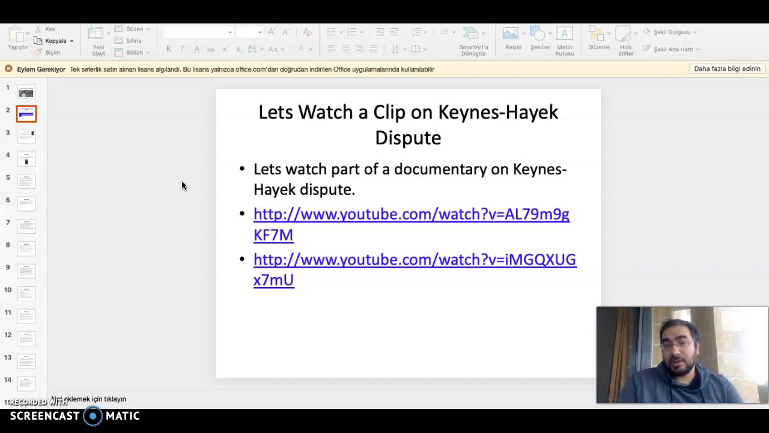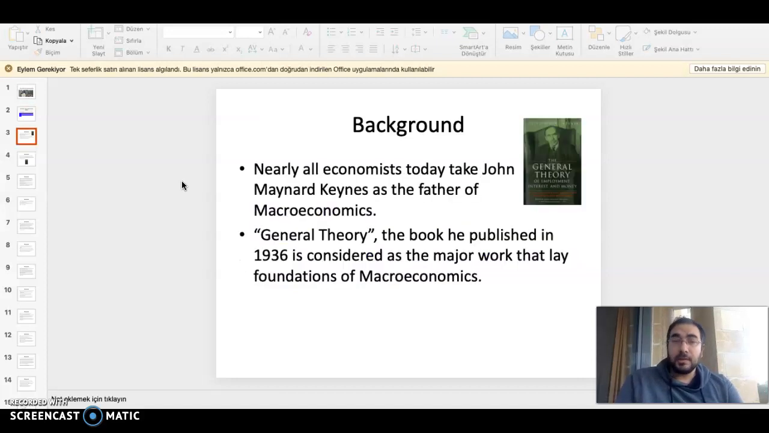And here you can also see the background of these two economists, which is also interesting in my opinion. Well, as I said, John Maynard Keynes is considered the father of macroeconomics, and the main book, which was especially important, which I also consider one of the four major works in economics, is the General Theory.